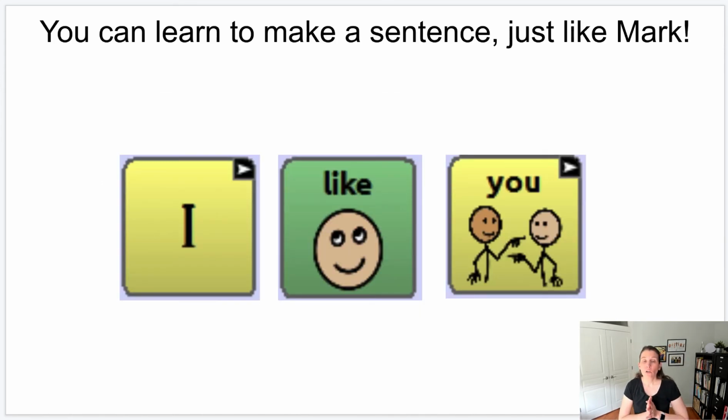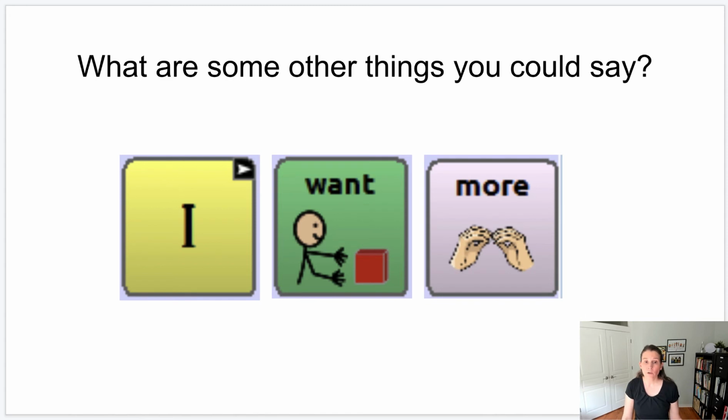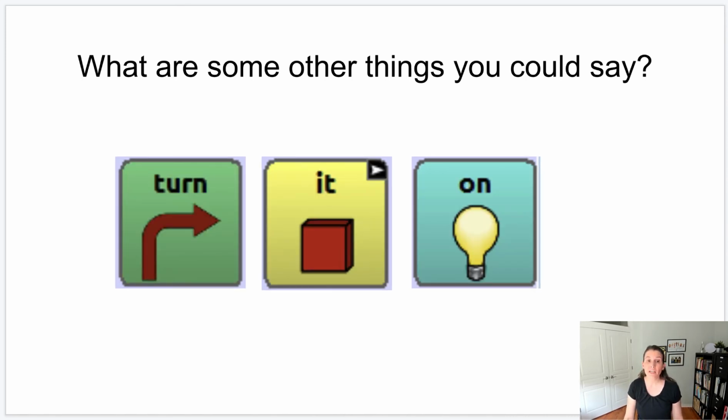Okay, now this is what I'm saying to the kids: we are going to learn to make sentences just like Mark. Are you ready? Let's practice making a sentence by pointing to your paper talker. And then we're going to practice making sentences. I like you. And the kids have to work on the motor planning in order to make that particular sentence. And then we go through what are some other things that you could say. And then we open this up for brainstorming. I want more would be one example. And then maybe we have turn it on, right?